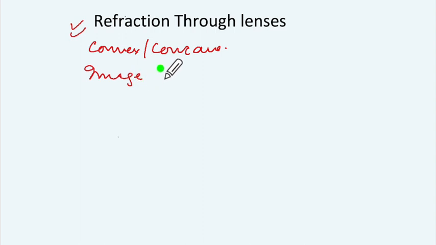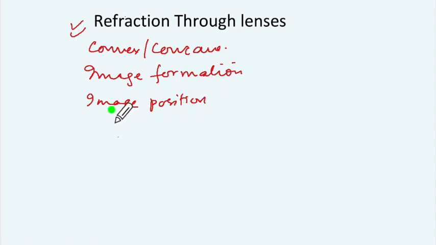Okay, the next chapter we have is refraction through lenses. This is the last bit of our refraction, and in the lenses you'll have your convex lenses and the concave lenses, and you must know the image formation. Image formation, just learn everything properly and also know the image positions for the corresponding object positions, and also you need to know the image characteristics.